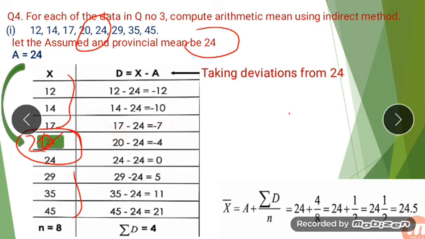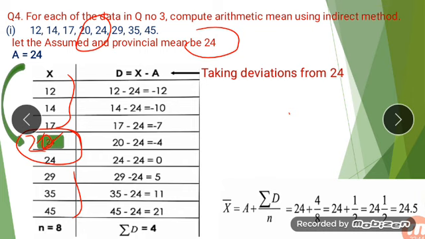Now 17. From each observation, a should be subtracted. So from 17 we subtract the provisional mean, we get minus 7. From 20 we subtract, we get minus 4. From 24 minus 24 we get 0. From 29 we subtract a, which will be equal to 5. From 35 we subtract, and we get 11. From 45 we subtract the assumed mean, and we get 21.